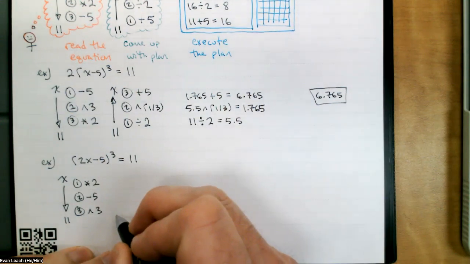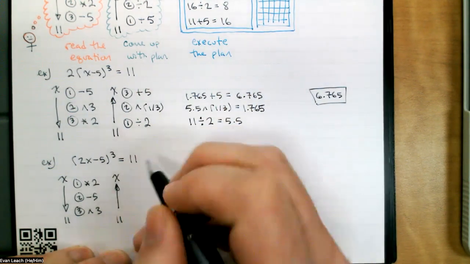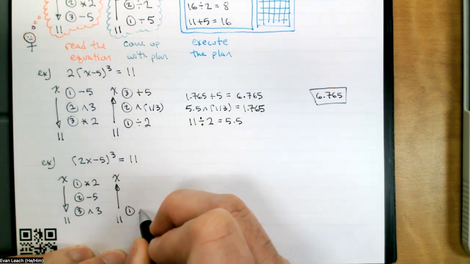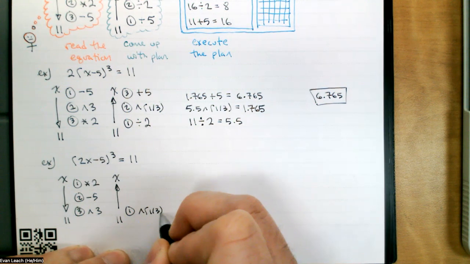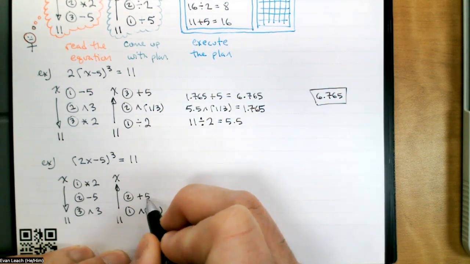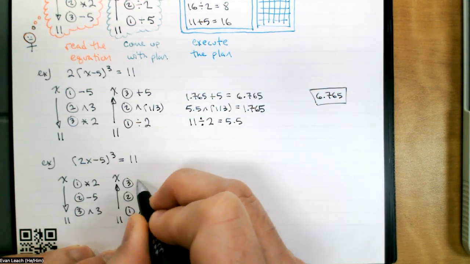So our plan to turn 11 back into an x, find out what x was. First, we'll undo this 3rd power with a cube root. Next, we'll undo subtracting 5 with adding 5. And finally, we'll undo multiplying by 2 with dividing by 2.